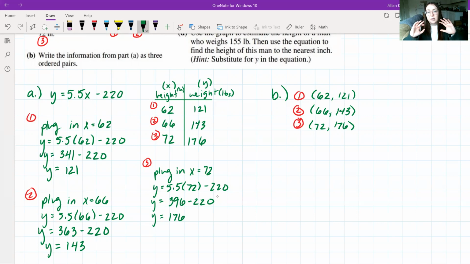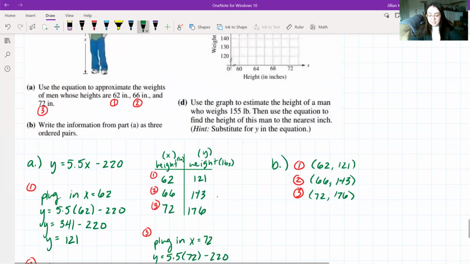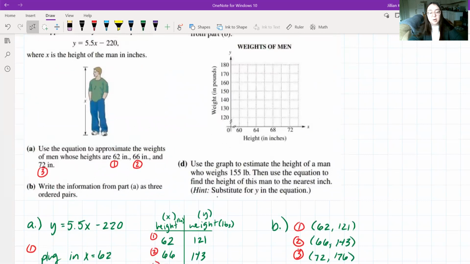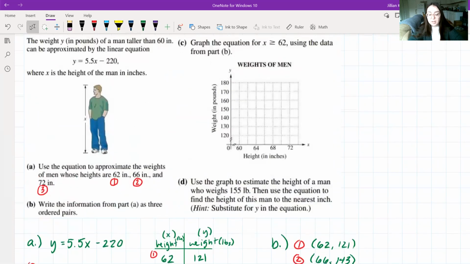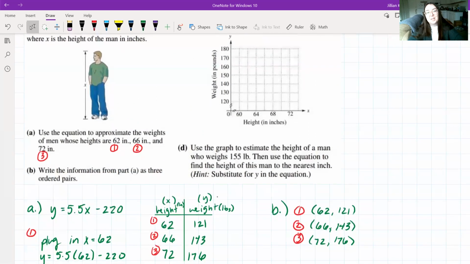So we have 3 ordered pairs, and we want to graph this in the graph we were given for part C. Part C, we graph the equation for x greater than or equal to 62 using the data from part B, which 62 is our lowest x value. So let's go ahead and graph these.